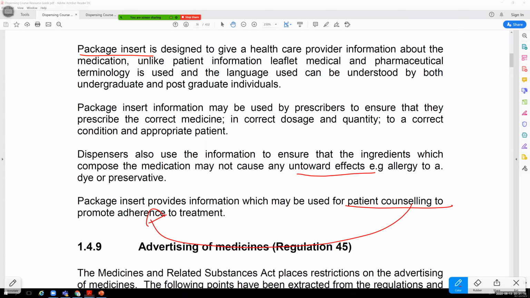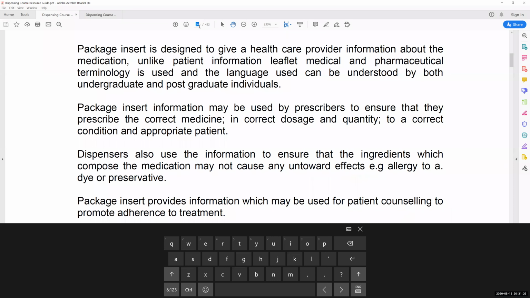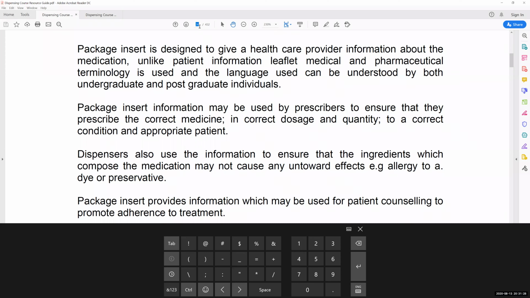You'll have to go to page 33 and read up to page 36. And then once you have done that, you go to page 186.